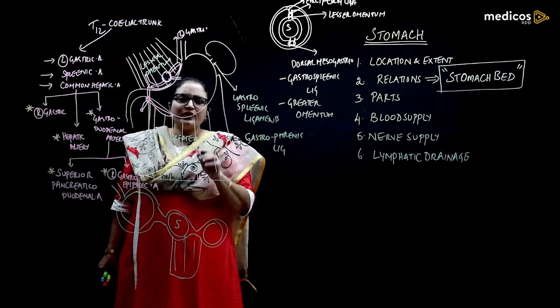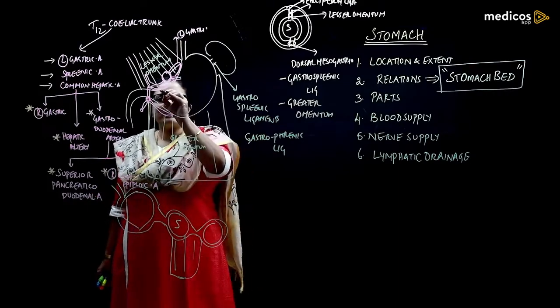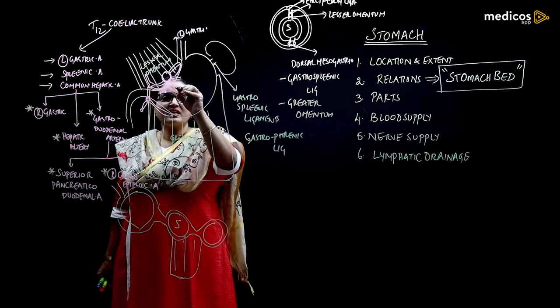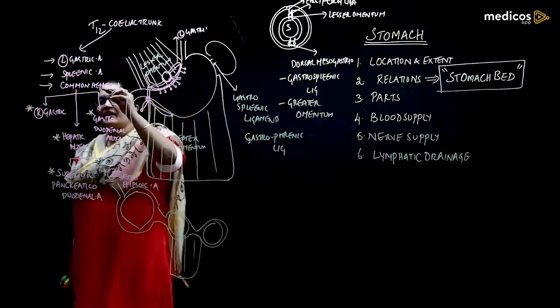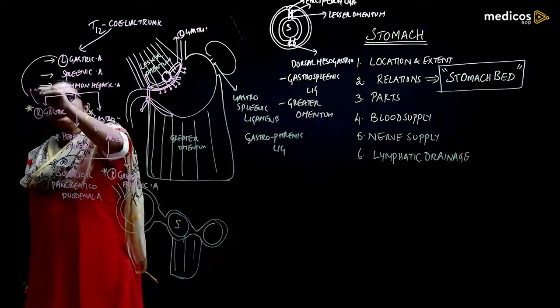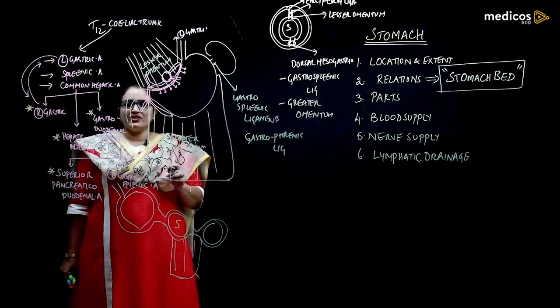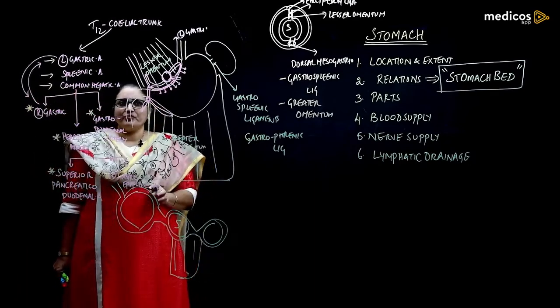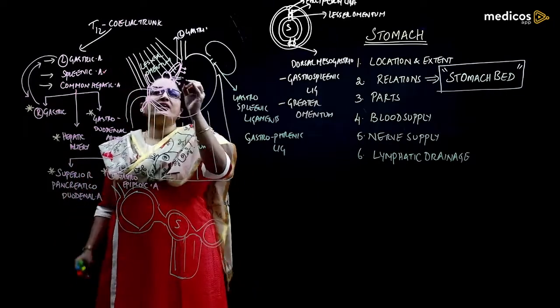Both of them enter into the lesser omentum and anastomose here, and supply the lesser curvature. So the right gastric and the left gastric are anastomosing with each other along the lesser curvature and within the lesser omentum. In a similar way, I have said the second branch is the splenic artery.